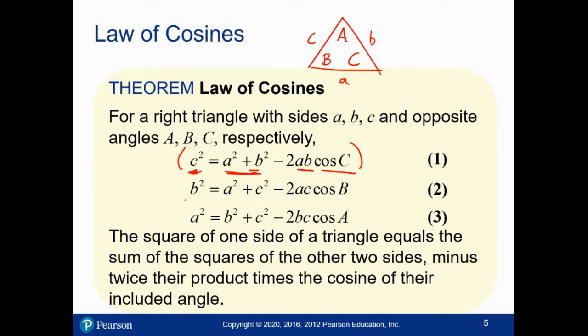So all three of these are really the same formula. Let's look at line 2. b squared is a squared plus c squared minus 2 times a times c, these two sides, times the cosine of the angle across from that, which is capital B. And the last one is really the same. a squared equals b squared plus c squared minus 2 times b times c times the cosine of this angle here.